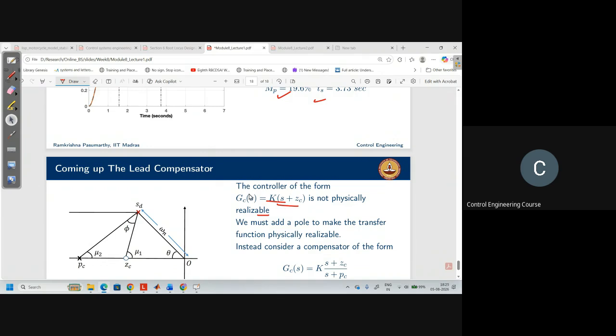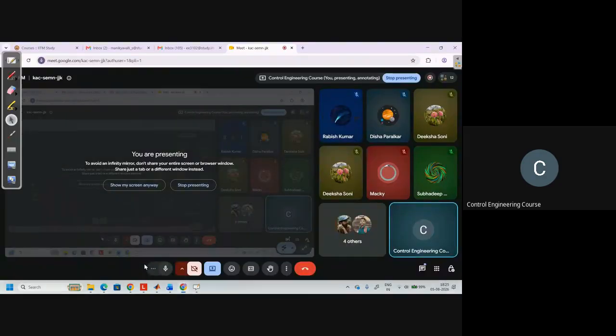Suppose if you differentiate sine omega t, what will you get? What is the differentiation of sine omega t? Cos omega t, differentiating with respect to t.